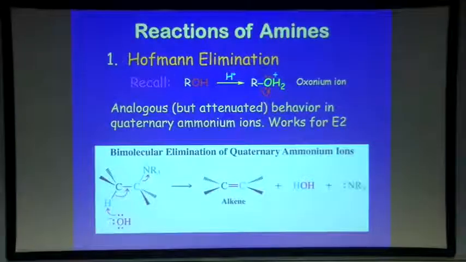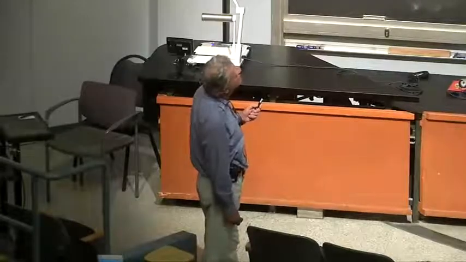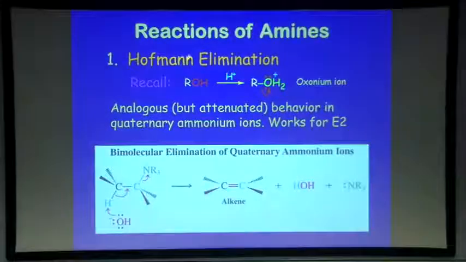This is the same Hofmann that we saw in the Hofmann rearrangement and in the Hofmann rule in chapter 11, for E2 type eliminations. So he was interested in seeing whether the analogy of amines to alcohols could be extended.